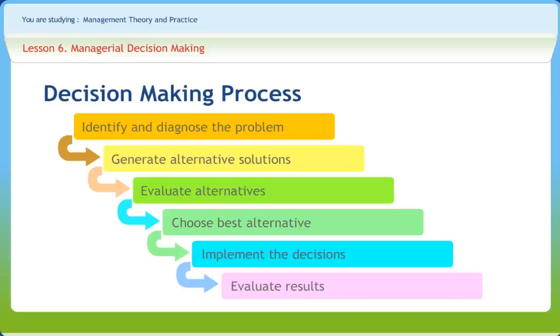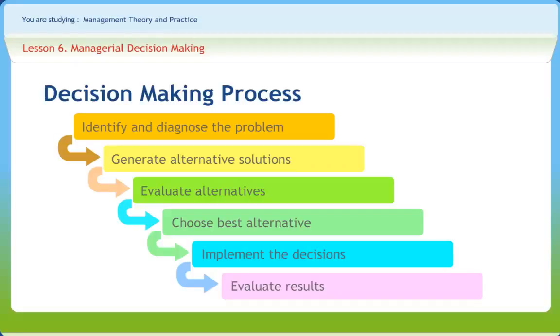The second step is to generate possible solutions to the problem based on the perceived causes. Some problems can be solved using programmed solutions, while novel situations require non-programmed decisions because there are no policies or procedures available to provide direction. The third stage requires the decision maker to examine the alternative solutions using a set of decision criteria, which should be related to the performance goals of the organization.